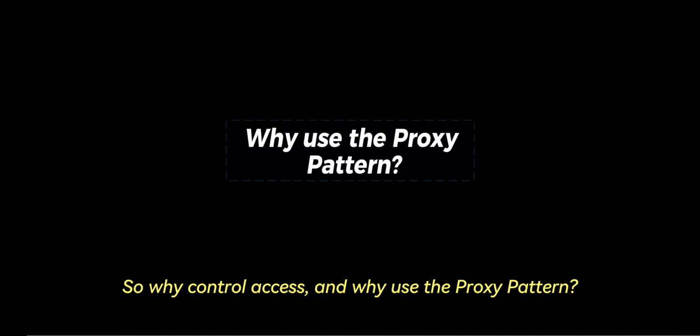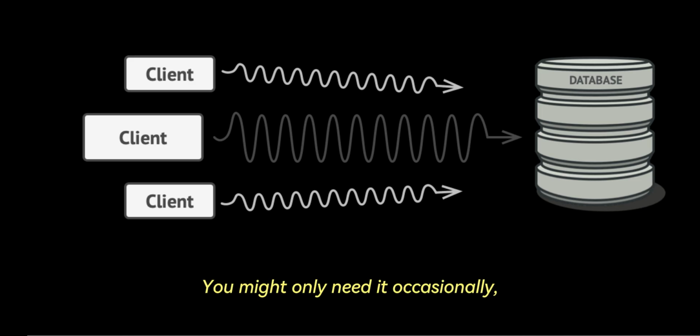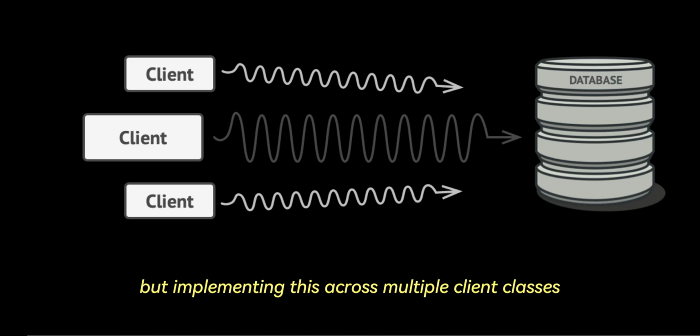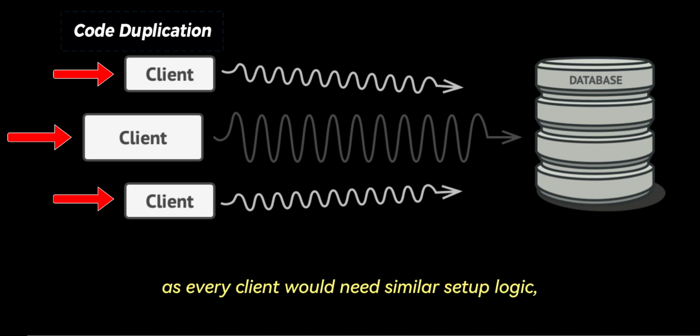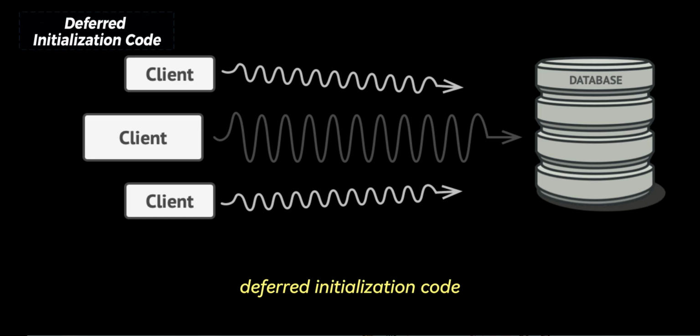So why control access and why use the proxy pattern? Imagine an object with high resource demands, for example, high memory or computation. You might only need it occasionally, so creating it upfront would waste resources. You could add lazy initialization code to defer creation until absolutely necessary, but implementing this across multiple client classes leads to code duplication, as every client would need similar setup logic, as all of the object's clients would need to execute some deferred initialization code.